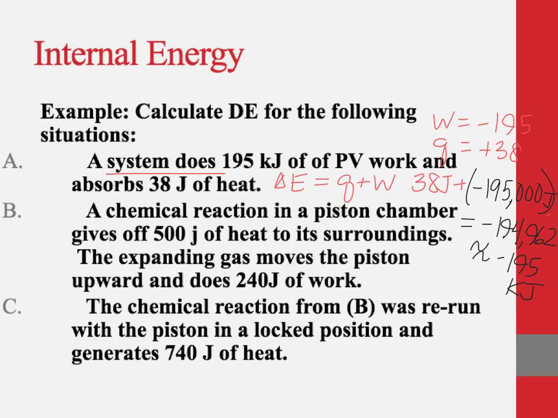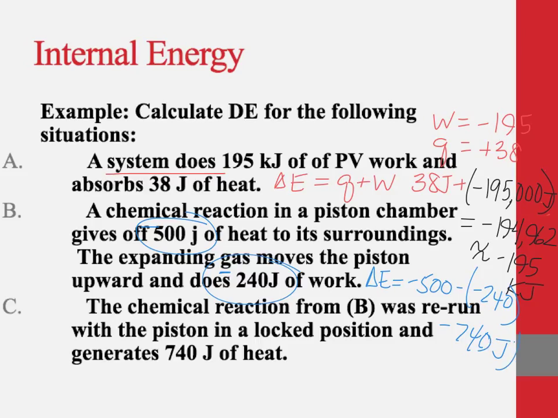A chemical reaction in a piston chamber gives off 500 joules of heat to its surroundings. So you know right away that this is going to be negative. The expanding gas moves the piston upward. So the piston's moving up. It's part of the surrounding, so it's going out. So this is also going to be negative. So if I write my equation, I've got delta E equals negative 500 minus negative 240. And these were both joules, so it's simply going to be negative 740 joules. Not kilojoules, because they were both in joules. Pay attention to the units.